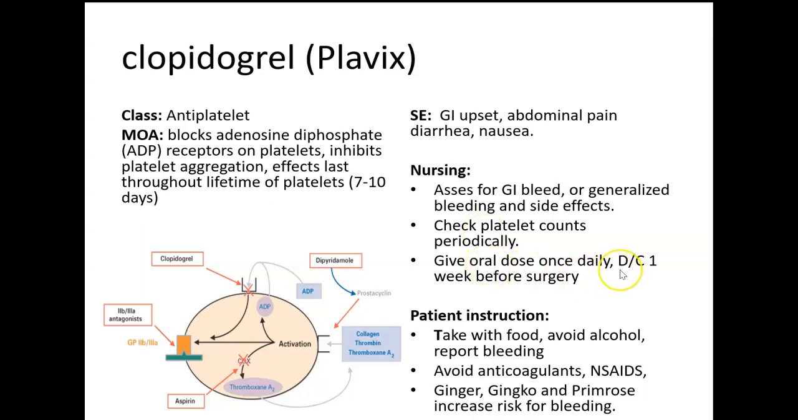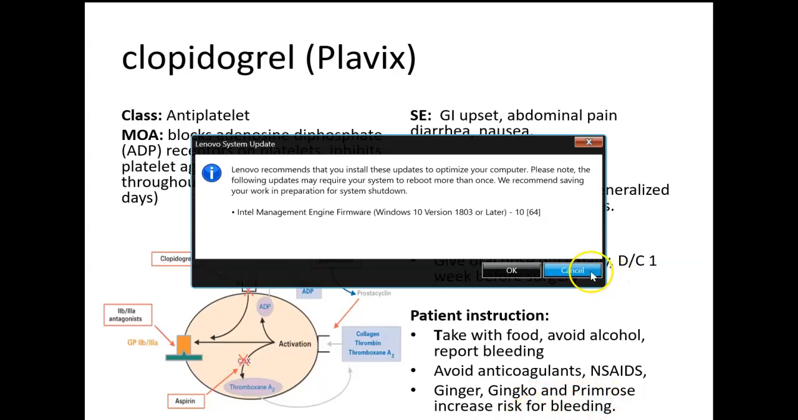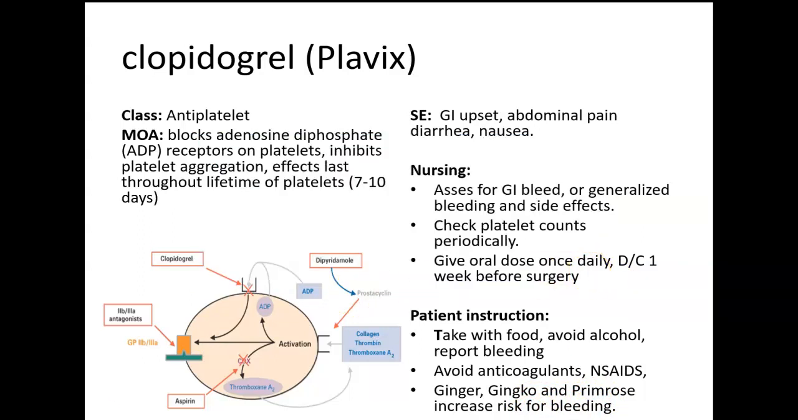And if they need to have surgery, this has to be discontinued a week before surgery so that the patient doesn't bleed out during the surgical procedure. We talked about ginger, ginkgo, and primrose, which increase the risk for bleeding. So you don't want to take those with this as well.